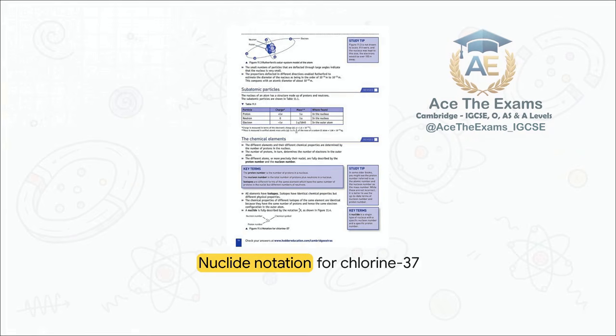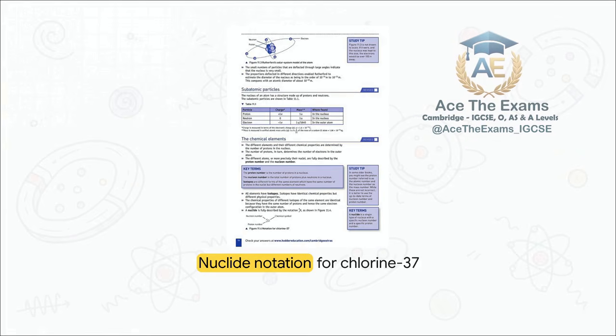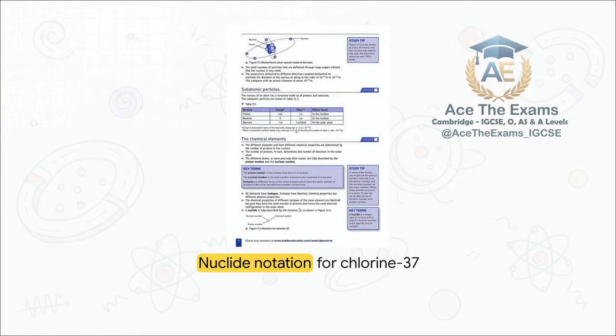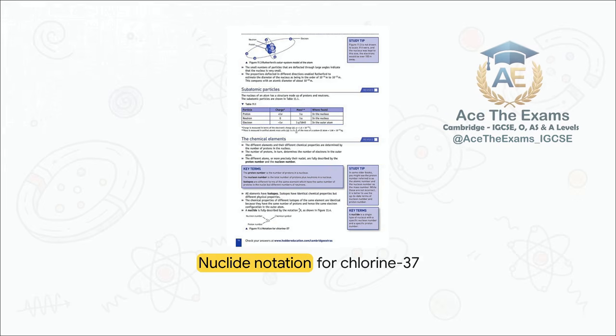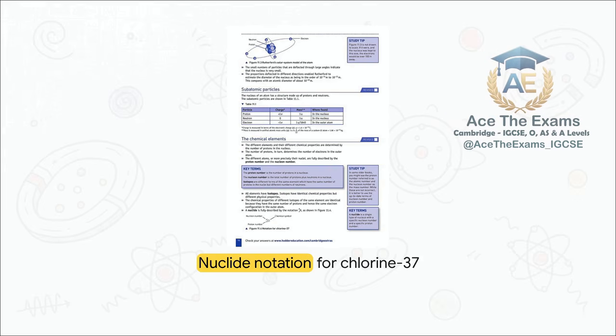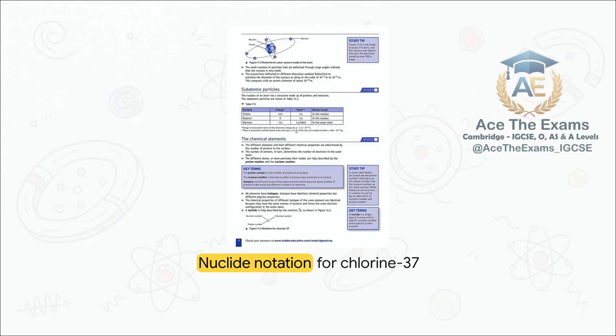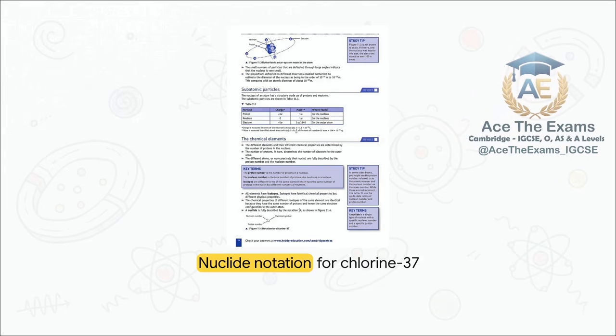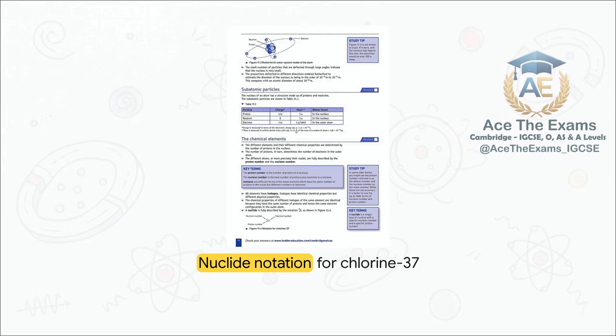Well, we use standard nuclide notation. Take a look at this notation for chlorine-37. This is absolutely vital for your foundational understanding, especially for your exams. The bottom number, the 17, is the proton number. Think of this as the ultimate identity card of the element.